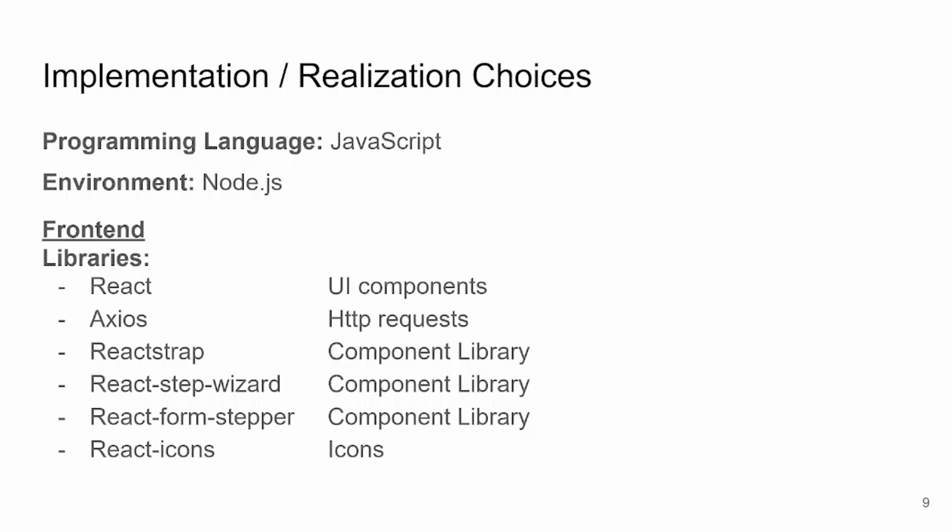For implementation on our project, we went with fairly standard choices for a web application using JavaScript and the Node.js environment. On the front end, we used the React library for building UI components, as well as the Axios library for making HTTP requests to our backend, as well as several other component libraries for React just to have some pre-built components.